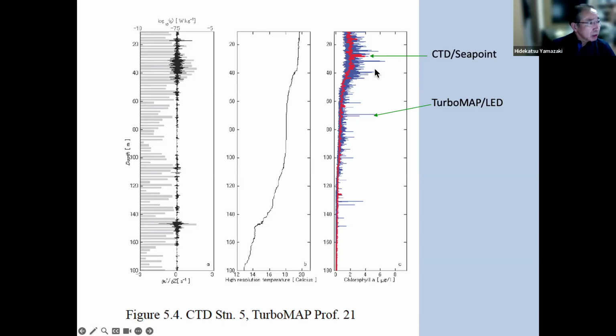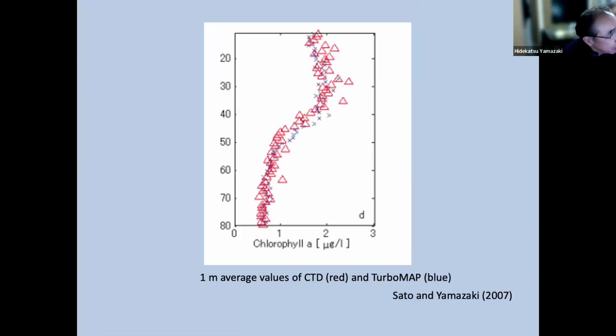So clearly, my LED probe shows more intermittent features than CTD. But if you average over 1 meter, they are pretty much the same. So if you average over 1 meter, you lose the original intermittent distribution.